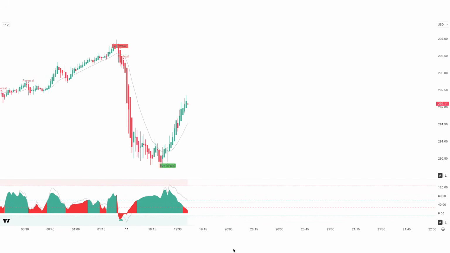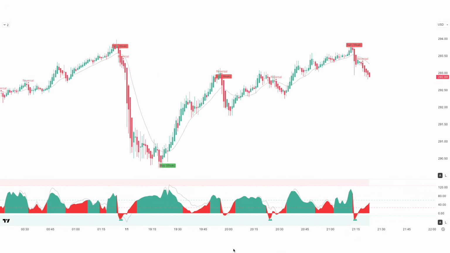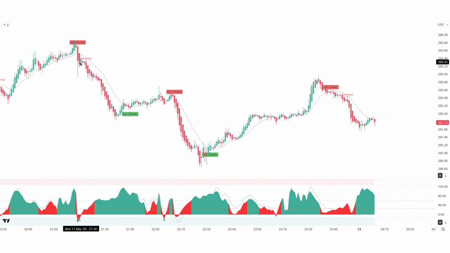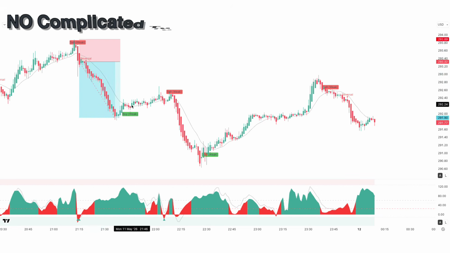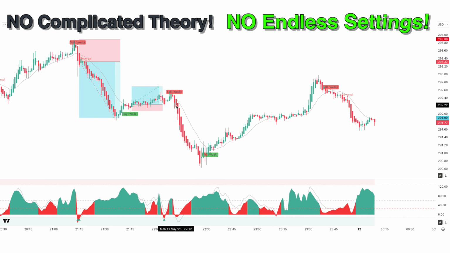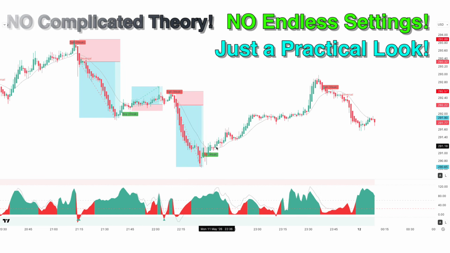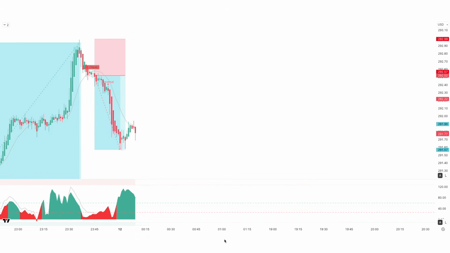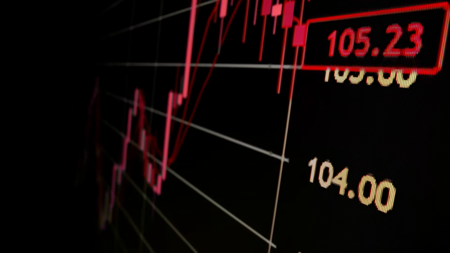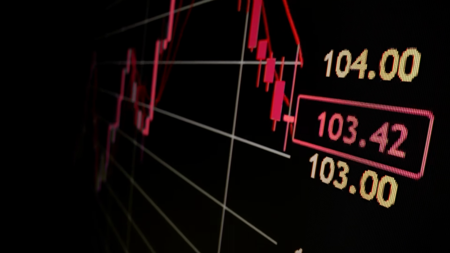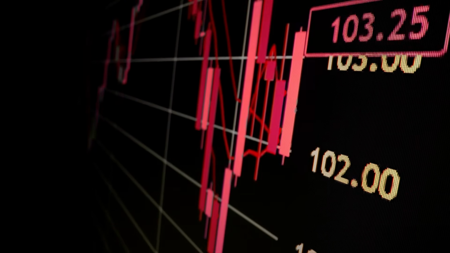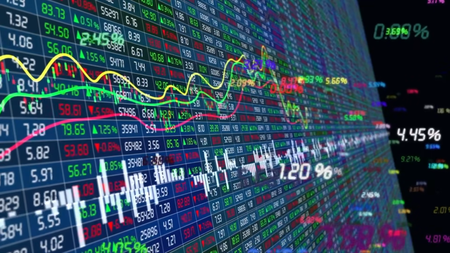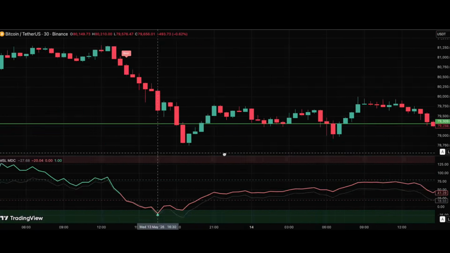In this video, we'll test a reversal indicator in real market conditions and see how it reacts when price starts changing direction. No complicated theory, no endless settings, just a practical look at how the signals appear and how traders can use them as part of their analysis. What makes this setup interesting is its focus on identifying potential turning points while filtering out some of the noise that often causes confusion. But here's the important part.